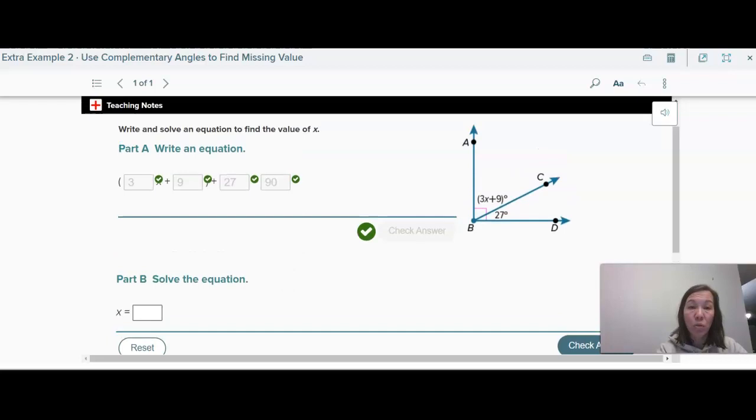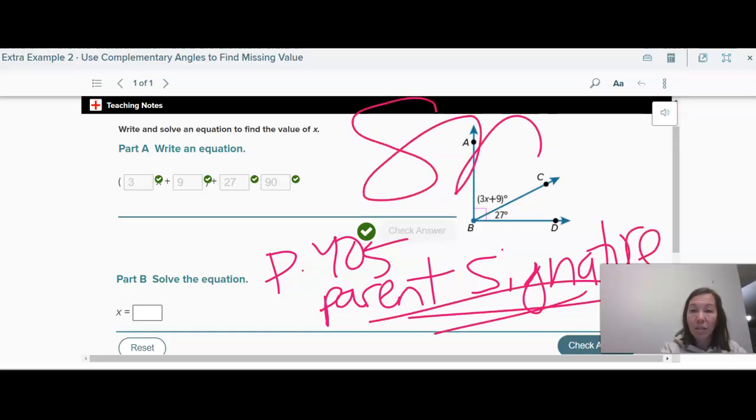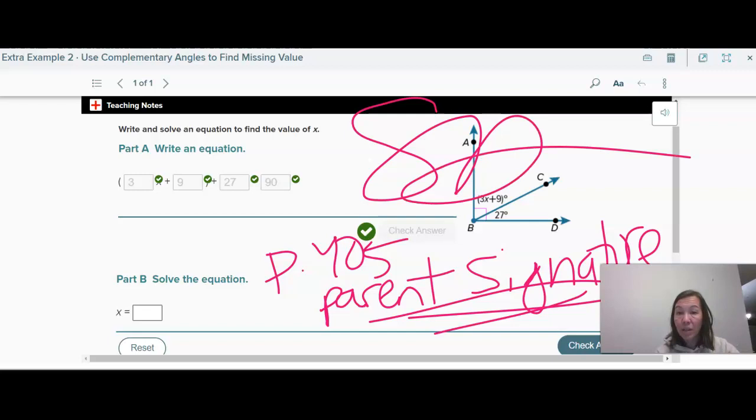Also on page 405, don't forget to get a parent signature. This is how I'm going to check in your homework for tonight. So get your parent to sign. That's my signature. You can't use mine because I'm not your parent. So get a parent to sign it.